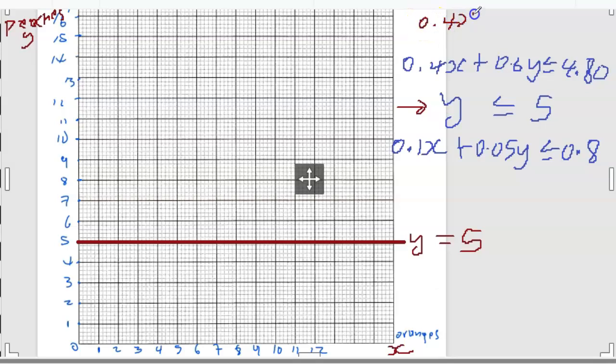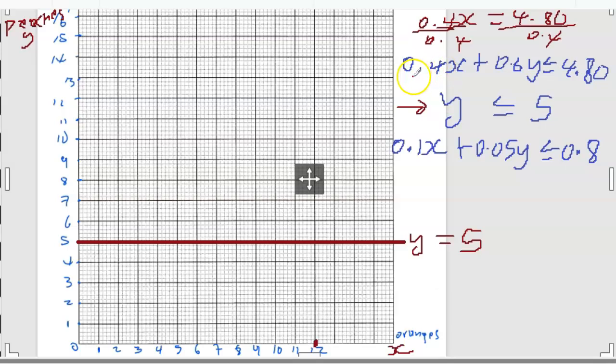So to get where the graph cuts the x-axis, we can let the y be 0. So we have 0.4x equal to 4.8. And then to solve for x, we divide both sides by 0.4. So we get x is equal to 12. So the first line cuts the graph at 12 on the x-axis.